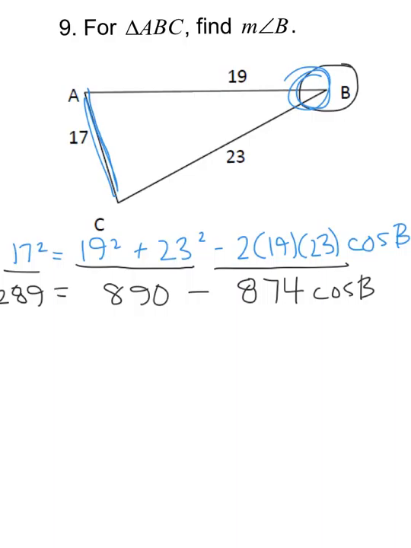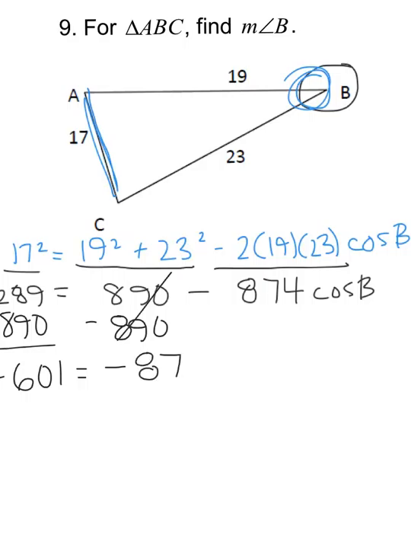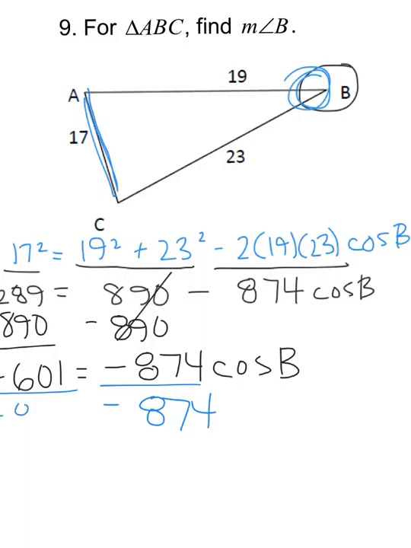So a common mistake is for people to put these two together, but you can't because this is stuck with the cosine. So then I'm going to subtract 890 from each side. And I get negative 601 equals negative 874 cosine of B. So now I'm going to divide both sides by negative 874. Let's cancel out. So now I have cosine of B equals this.